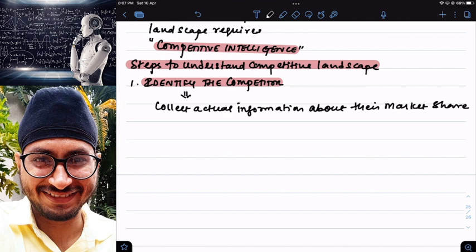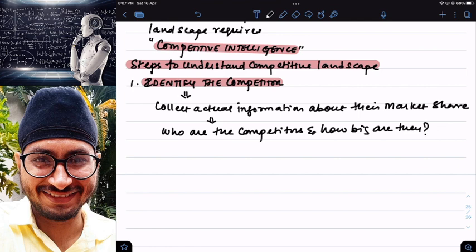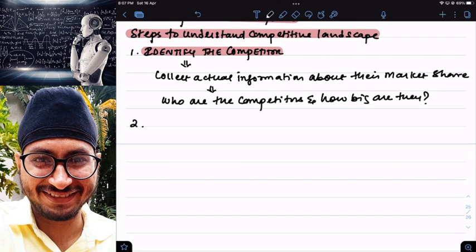First, I will identify my competitor. Let's say Maruti identified that its competitor is Hyundai. After identifying that my competitor is Hyundai, Maruti will collect all the exact information about their market share. In simple words, in this step we decide who the competitors are and how big they are. Simple. This is called identifying the competitor.